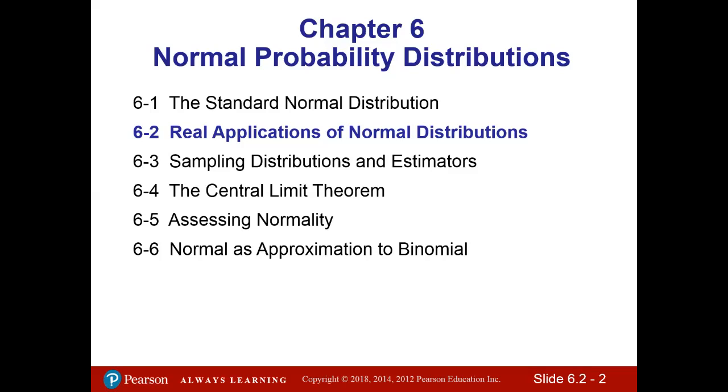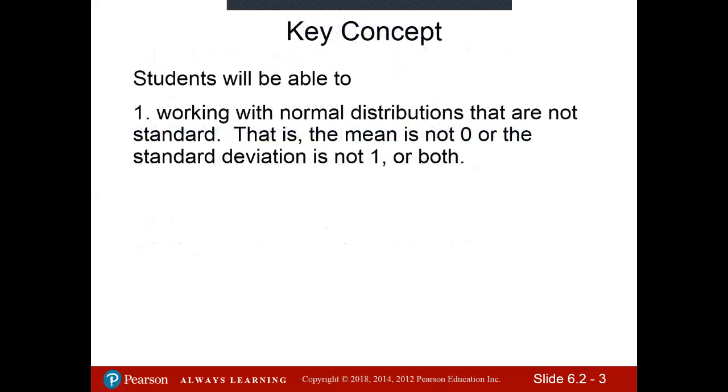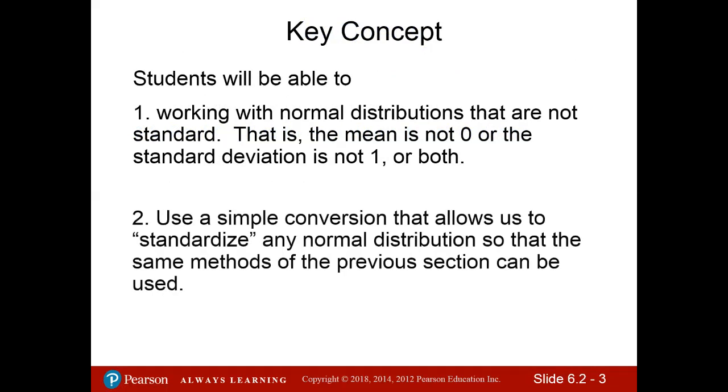So now, at the end of this are the learning objectives. We should be able to work with normal distributions that are not standard, meaning the mean is not 0 and the standard deviation is not 1. So what do we do in that case? The second objective is that you should use a simple conversion formula that allows you to standardize any value of x, so that you can use the same methods of the previous section to find the probabilities under the curve.